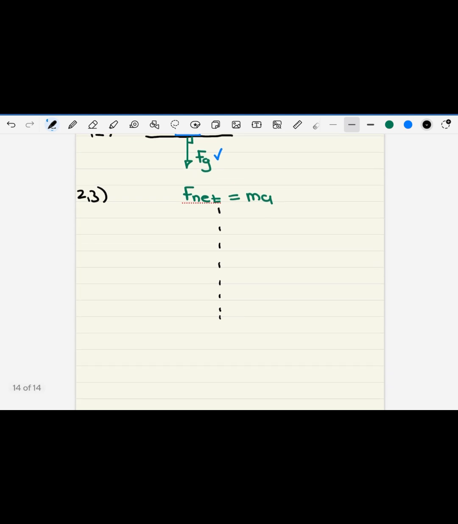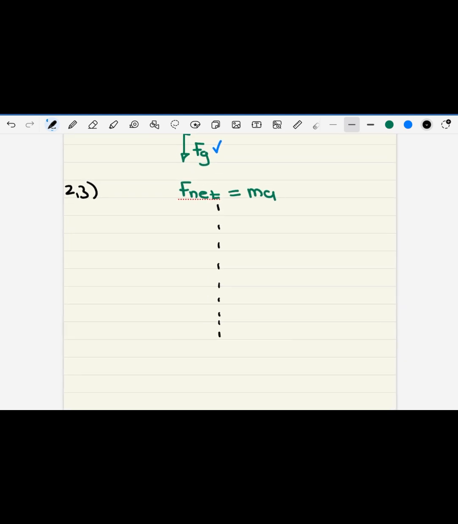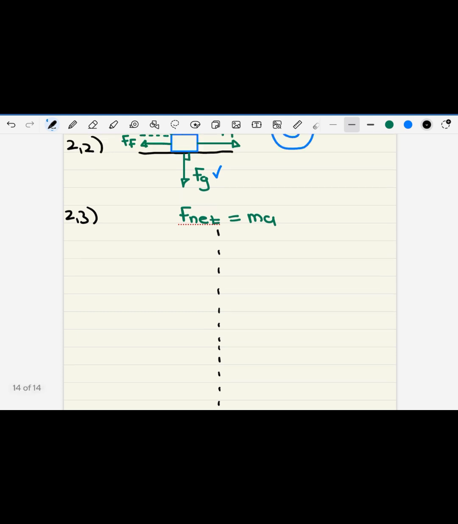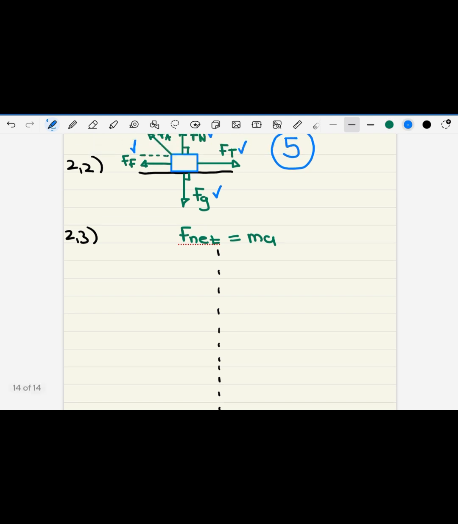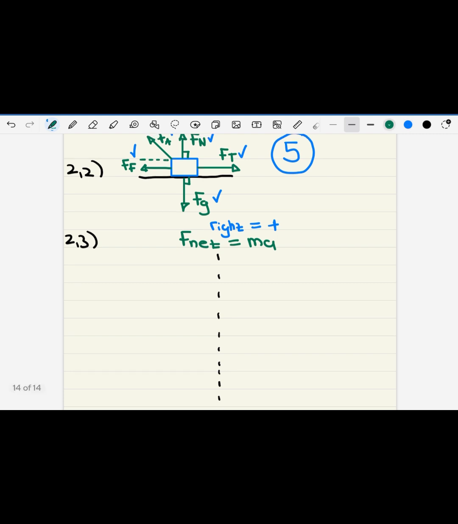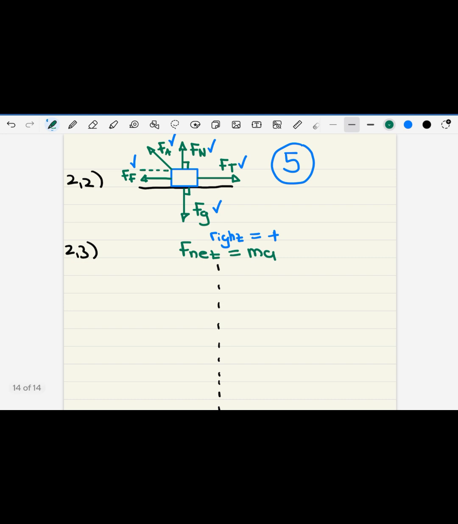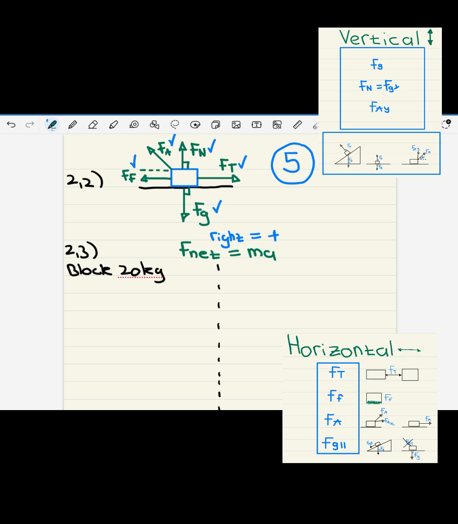To be honest with you, I don't even know how to do this question. I'm just going to follow the formula that I always follow, and I'm sure it will work out. Okay, so and lastly, we're going to say that to the right is equal to positive. This is very important, and I'll show you now why again. Okay, so luckily let's label this. So we will label this block 20 kilograms. Okay, and now what are we going to do?